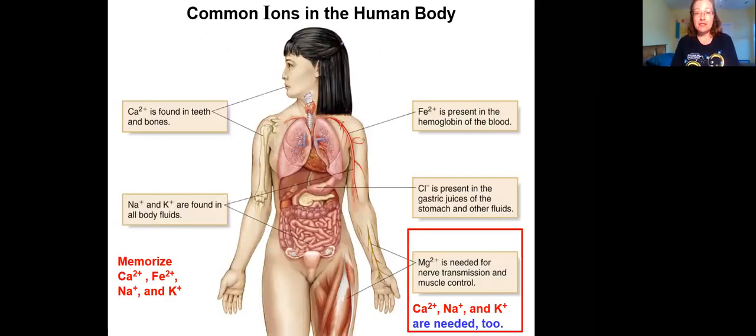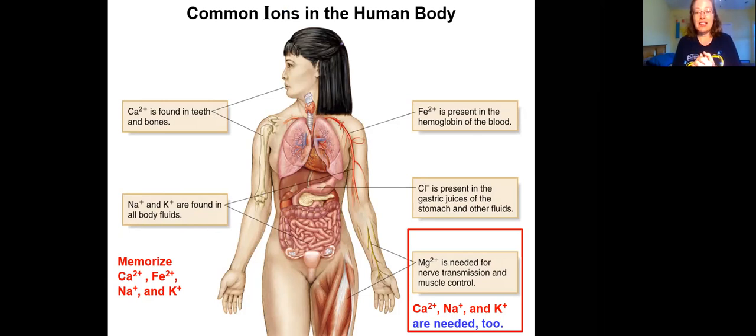Some common ions in the human body. Calcium is found in our teeth and bones, and is incredibly important for nerve transmission and making our muscles move. They all need calcium ions. Sodium and potassium are found in all our body fluids, very important again for electrical signals, like making our nerves go and making our muscles work. Iron 2+, it's not just the metal iron, it's an ion of it, is present in the hemoglobin of our blood. That helps with transporting oxygen.